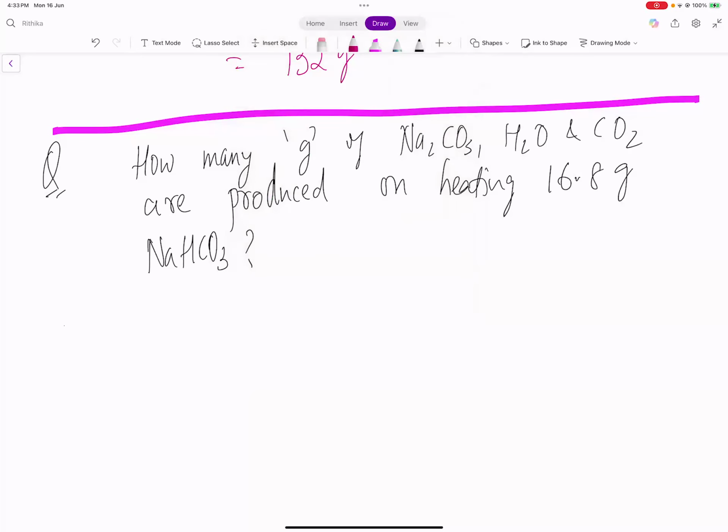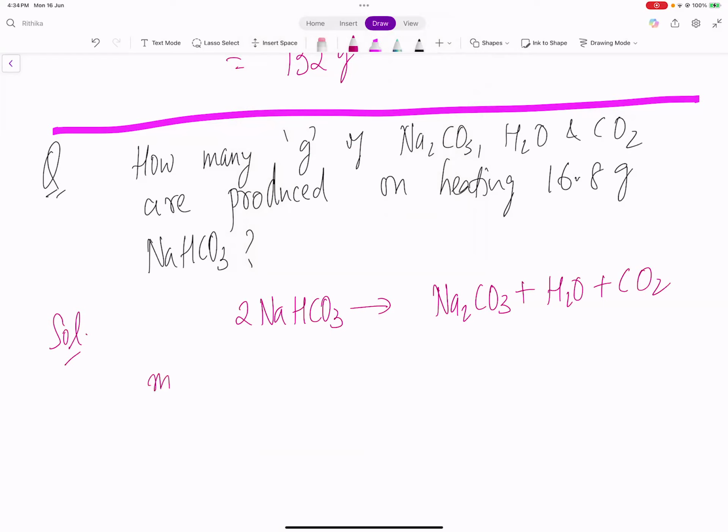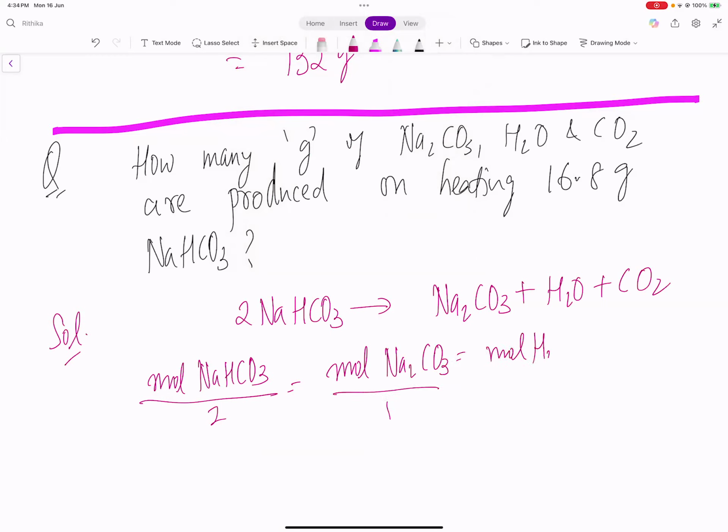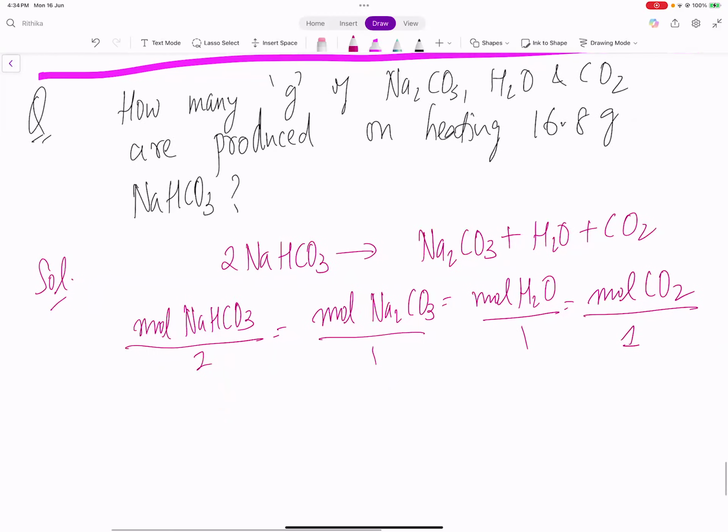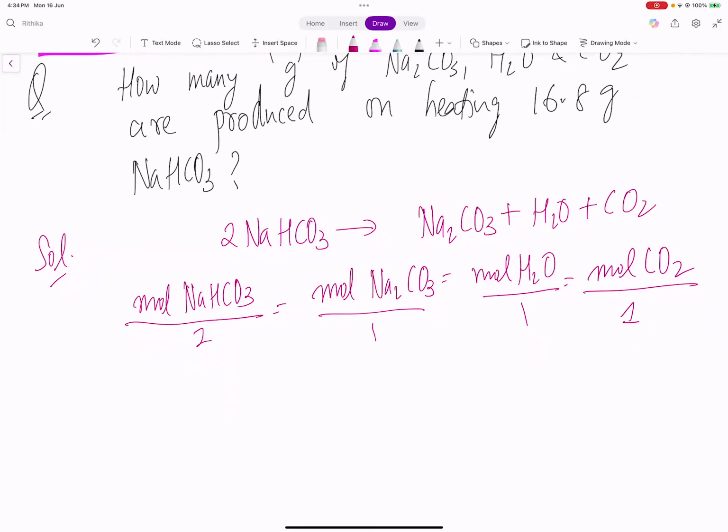Okay. First we make the equation. Without the balanced equation, we cannot do anything, right? So the balanced equation is this. And once I have this, I can write mole NaHCO3 divided by 2 equal to mole of each product divided by 1, right? They're given the grams, so we'll find the moles. Now you are able to see what even I have not taught you, right? That is what we are going to do, what you just said.